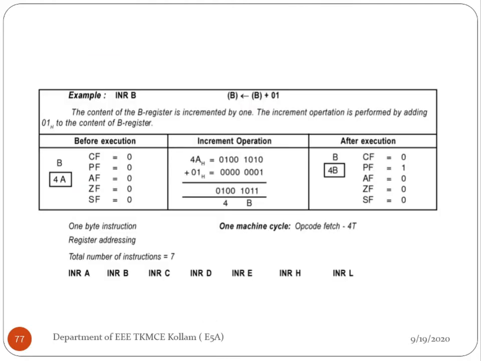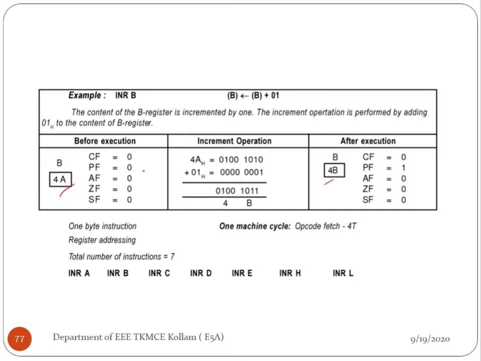Let's see one example. Assume initially the content of B register is 4A. Whenever this instruction INR B is executed, content of B register is just added with 1. What is the content of B register? 4A. So answer becomes 4B. All flags are affected except carry flag.